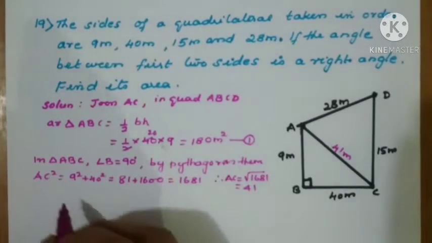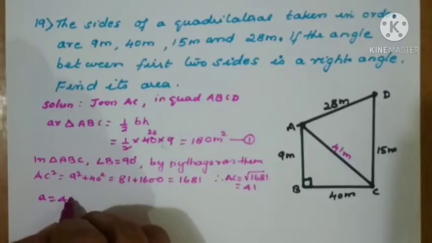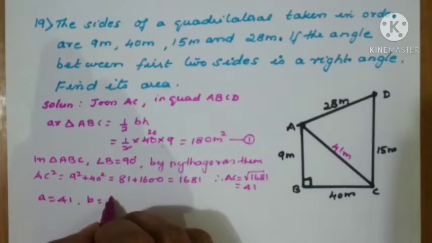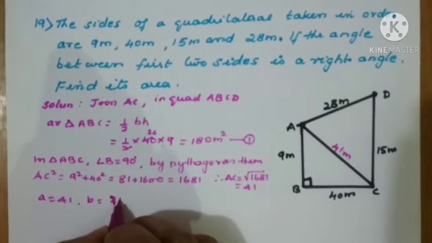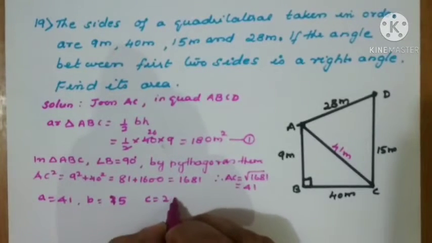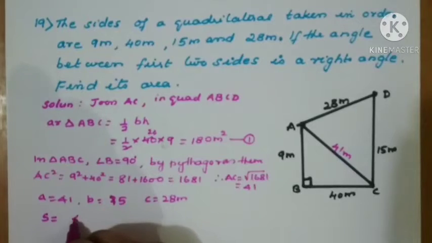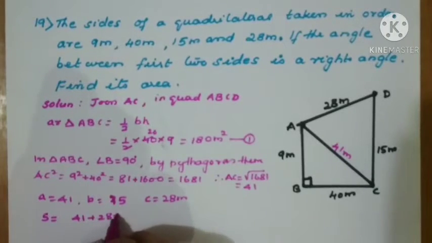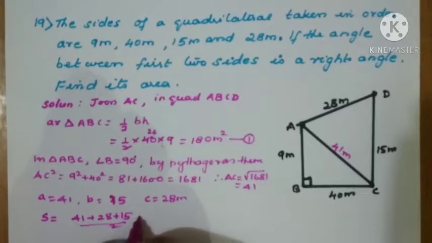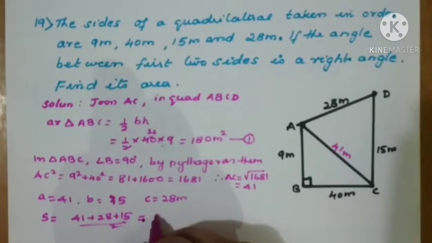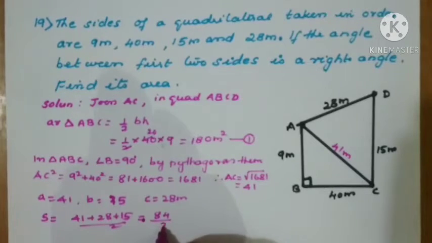Now what is the next step? a equals 41, b equals 15, c equals 28 meter. Now three sides are given, so we should calculate the semi-perimeter. S equals 41 plus 28 plus 15 divided by 2, which equals 84 by 2 equals 42 meter.